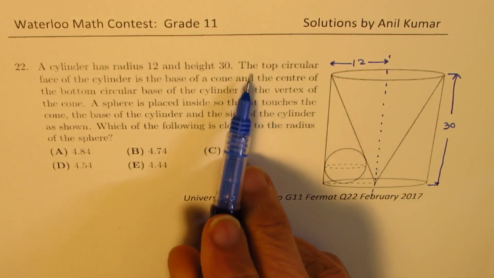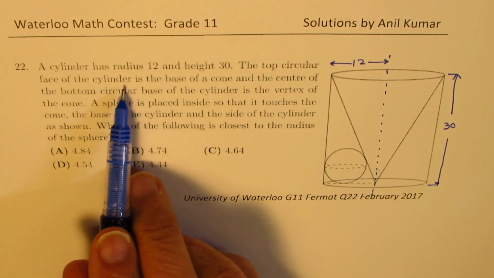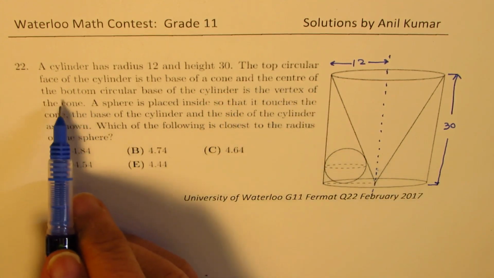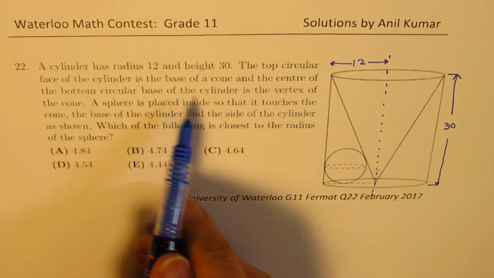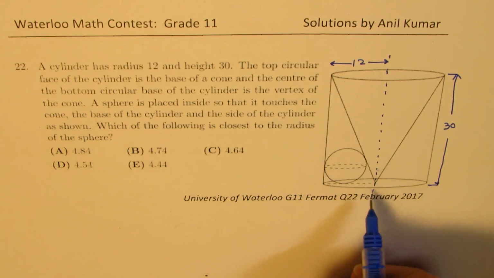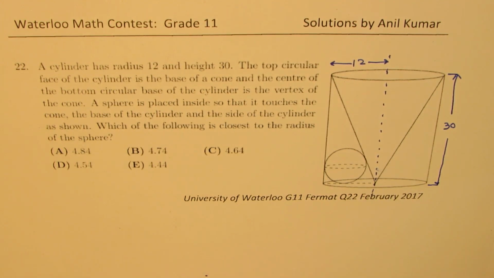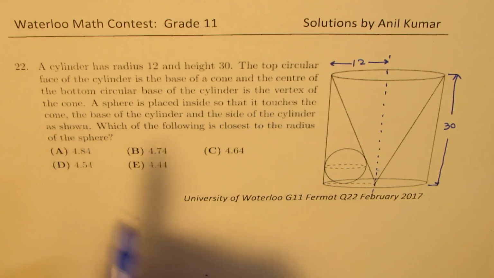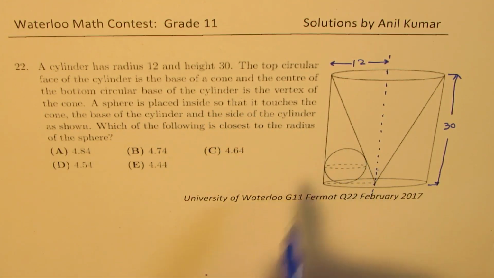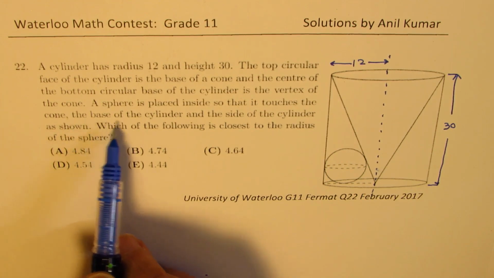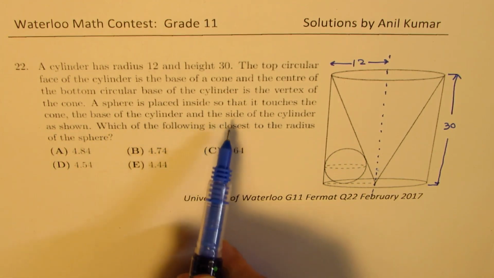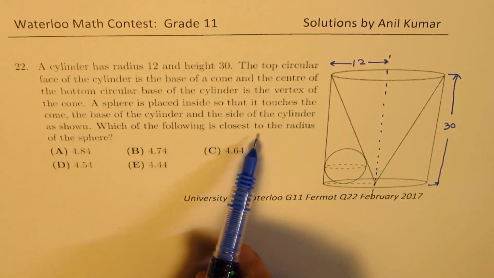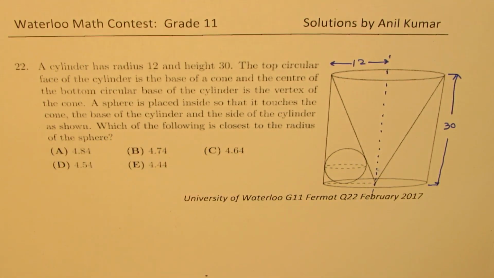The top circular face of the cylinder is the base of a cone, as you can see very clearly. And the center of the bottom circular base of the cylinder is the vertex of the cone. So that becomes the vertex of the cone. A sphere is placed inside so that it touches the cone, the base of the cylinder and the side of the cylinder as shown. Which of the following is closest to the radius of the sphere?